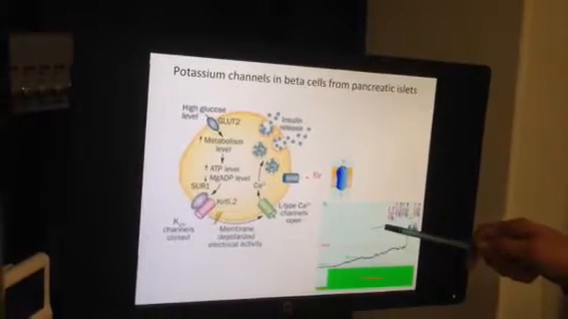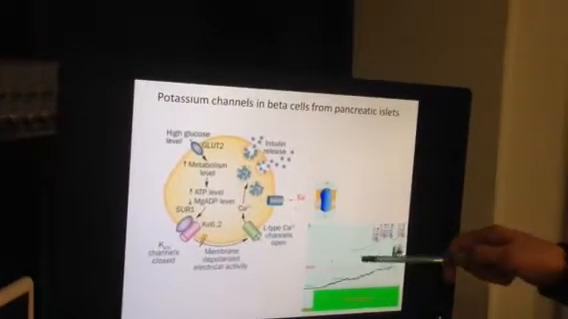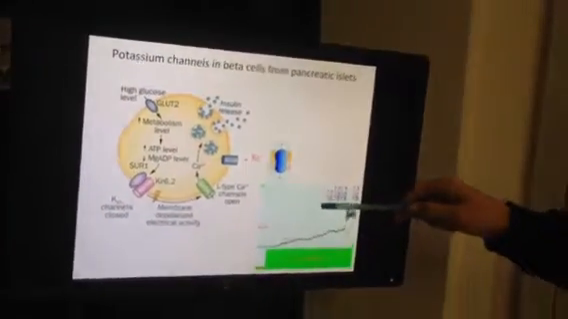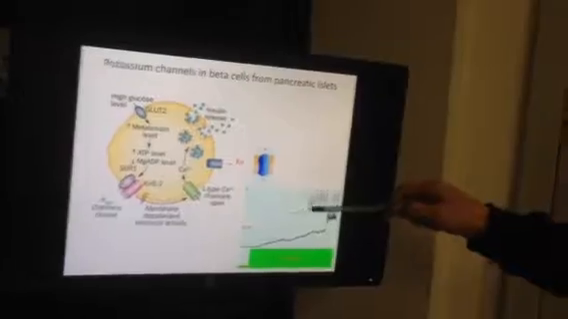Here is just to illustrate what happens in the membrane, in the action potentials in beta cells. First we have the influx of calcium and then the efflux of potassium, which means depolarization, repolarization, depolarization, repolarization, depolarization, repolarization. So I think it's clear. This is the data that I have to show you here today.